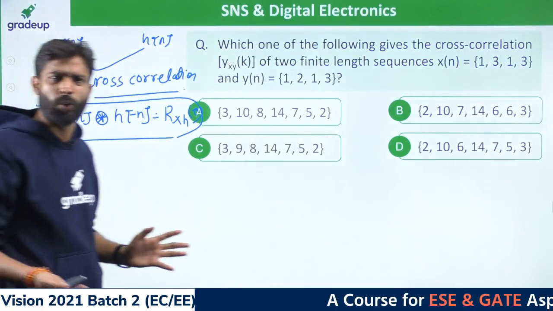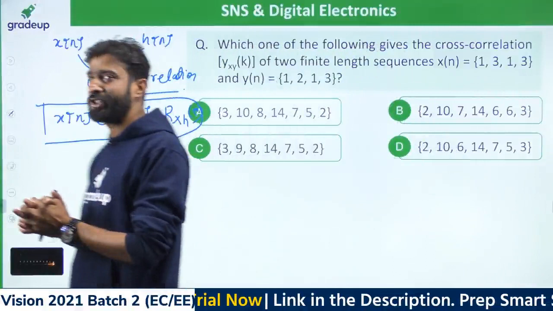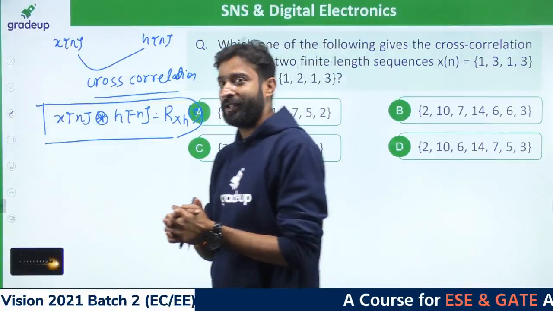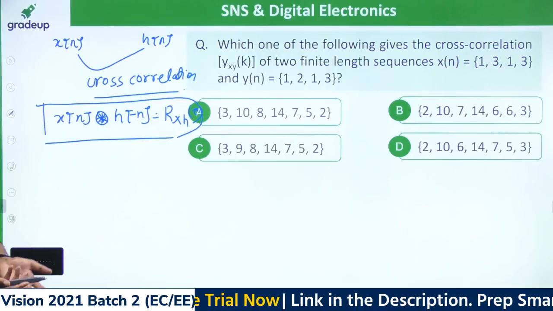Sandeep, convolution is in the syllabus, so why are you saying convolution is not in the syllabus? Signal and systems is in the syllabus or not? Sandeep, can you give me the answer? If signals and systems is in the syllabus, then we can say that autocorrelation and cross-correlation are nothing but convolution.